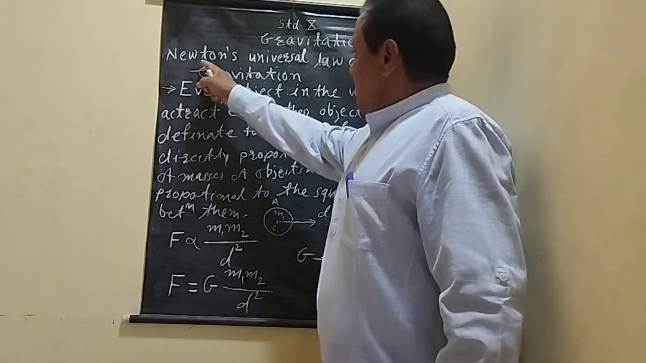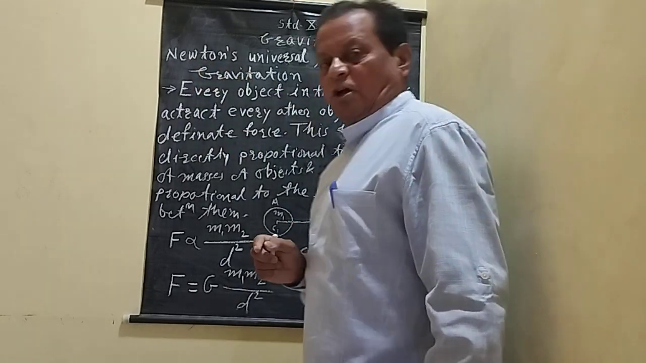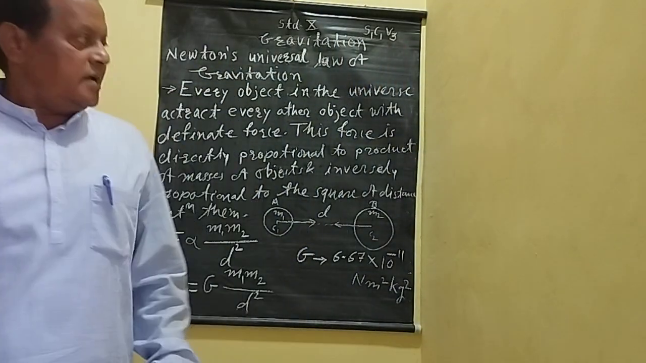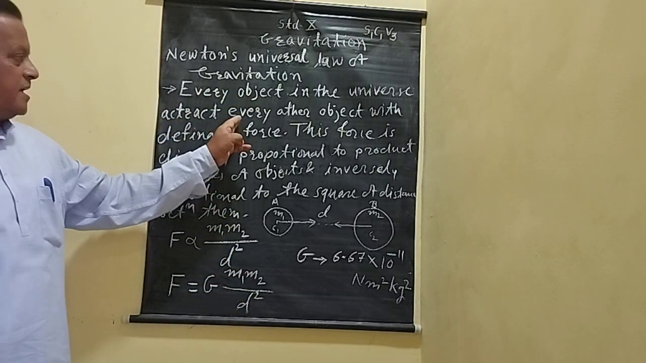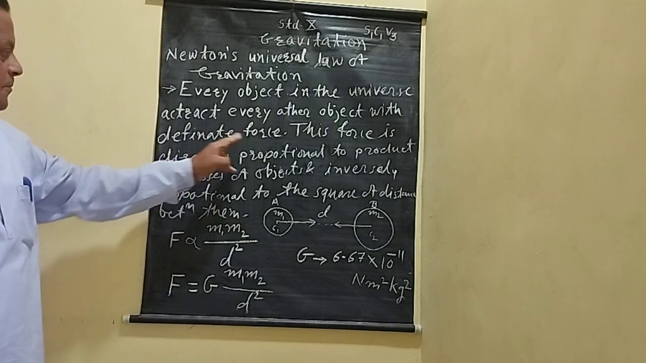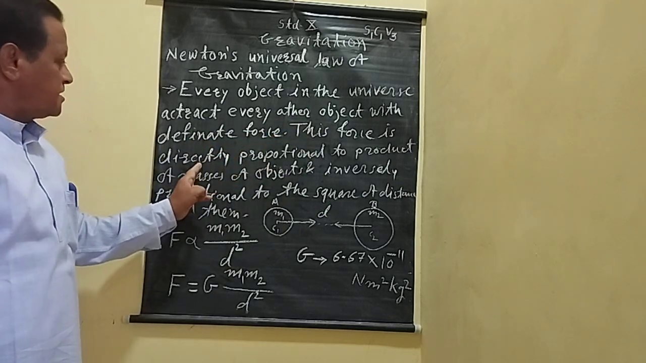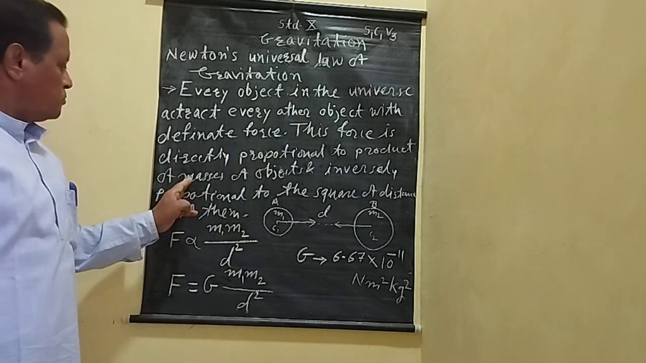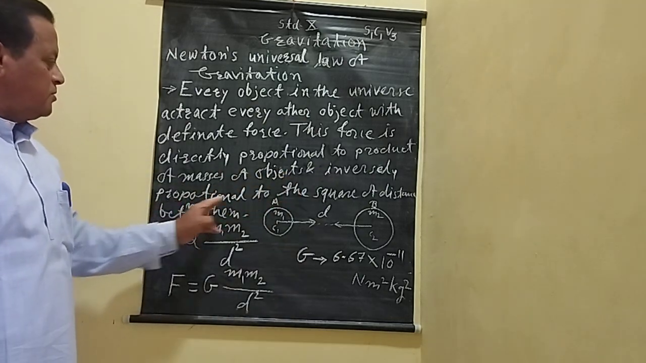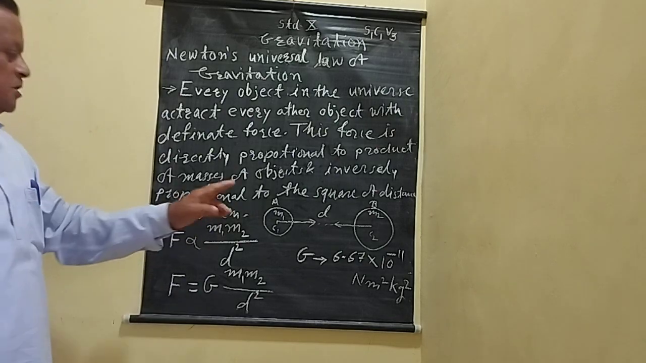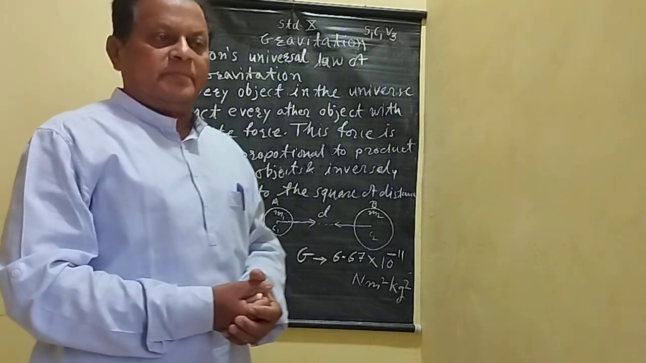So, Newton's universal law we have learned here: every object in the universe attracts every other object with a definite force. This force is directly proportional to the product of the masses of the objects and inversely proportional to the square of the distance between them.